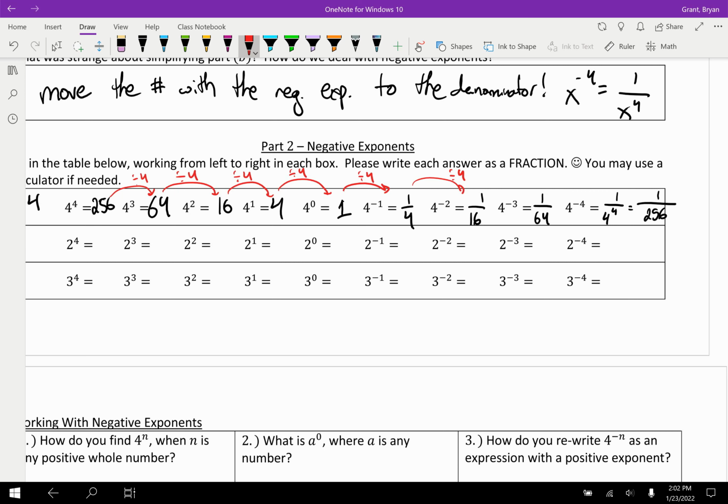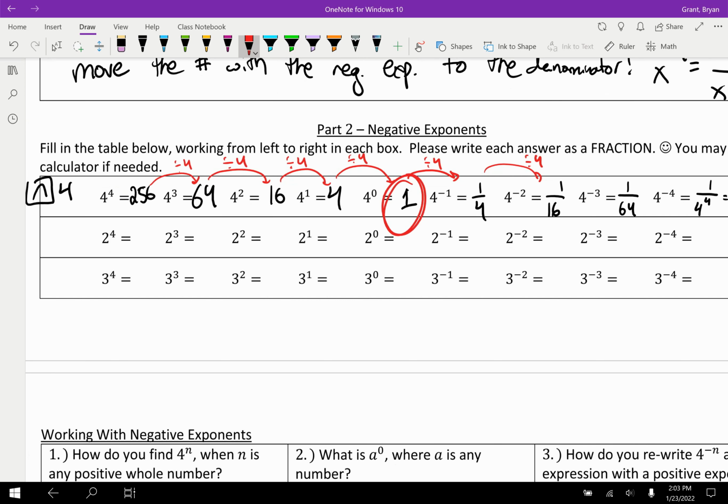So one reason 4 to the 0th is 1 is because it just makes the pattern work. However, the other reason that I like to think about is I think about this as the starting point. 0 is neither positive nor negative, so the exponent doesn't mean multiply or divide by anything. I like to think of 1 as the starting number for any exponential pattern. And in fact, 2 to the 0th is 1, and 3 to the 0th is 1 as well.